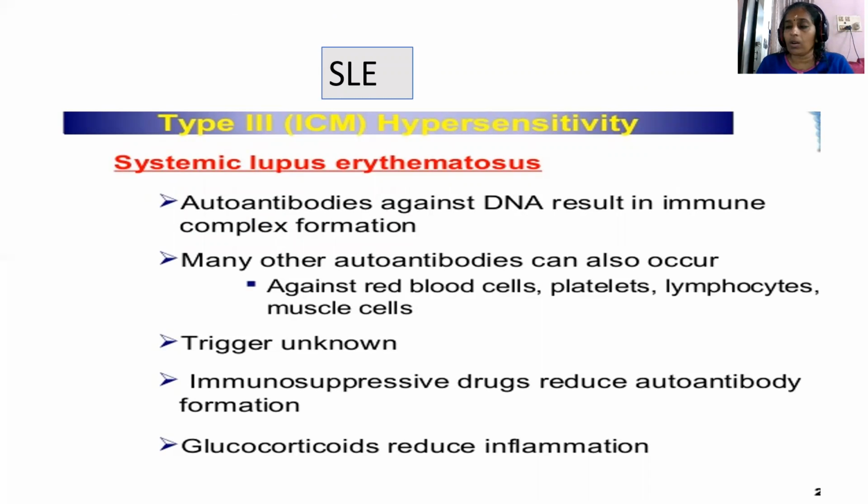Next is SLE, or systemic lupus erythematosus. I have written SLE because in some of the major exams they ask only for SLE. They won't ask the full form, that is systemic lupus erythematosus, so the short form needs to be studied. It is an autoantibody against DNA resulting in immune complex formation. Again, the trigger of this formation is still unknown.